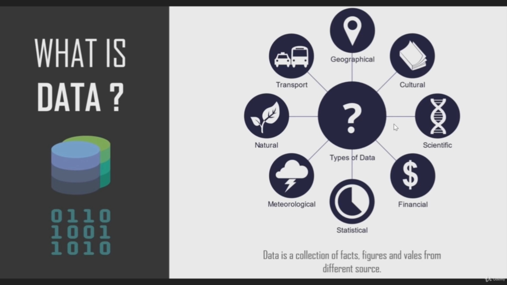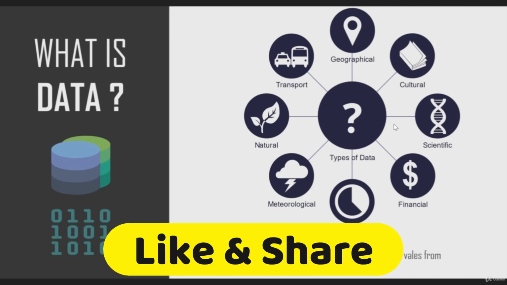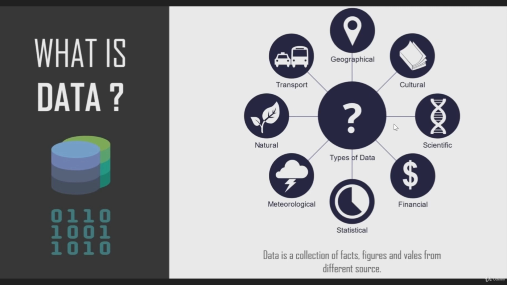The word data originated from the word datum, which means a single piece of information. Data is the plural of the word datum. In computing, data is information that can be translated into a form for efficient movement and processing. So we said data is interchangeable. And here I wrote data is a collection of facts, figures, and values from different sources.